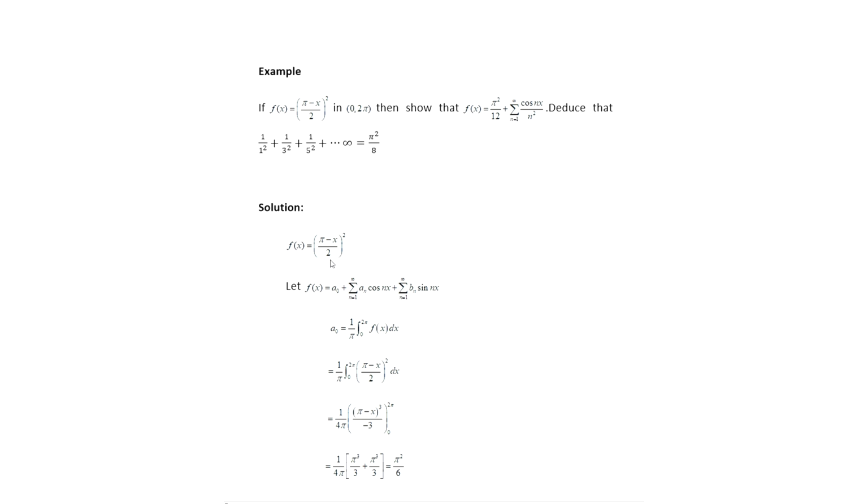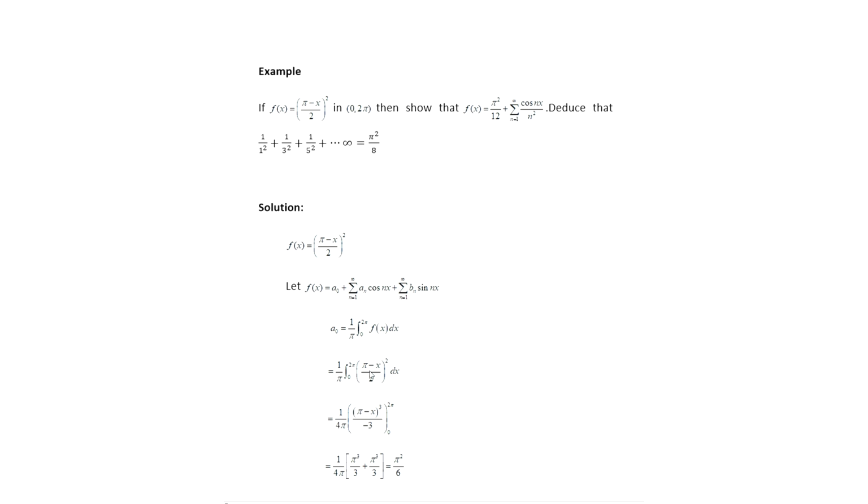Given f of x equal to pi minus x by 2 the whole square. And we know that the Fourier expansion is f of x equal to a0 by 2 plus summation n equal to 1 to infinity an cos nx plus summation n equal to 1 to infinity bn sin nx. Where a0 is 1 by pi integral 0 to 2 pi f of x dx, that is 1 by pi integral 0 to 2 pi pi minus x by 2 the whole square dx. Here we have 2 in the denominator, squaring this we get 4. So 1 by 4 pi.